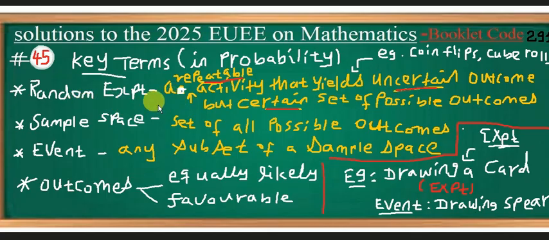Repeatable activity that yields uncertain outcomes but certain or sure possibilities. The possibilities are sure. We know what the possibilities are.